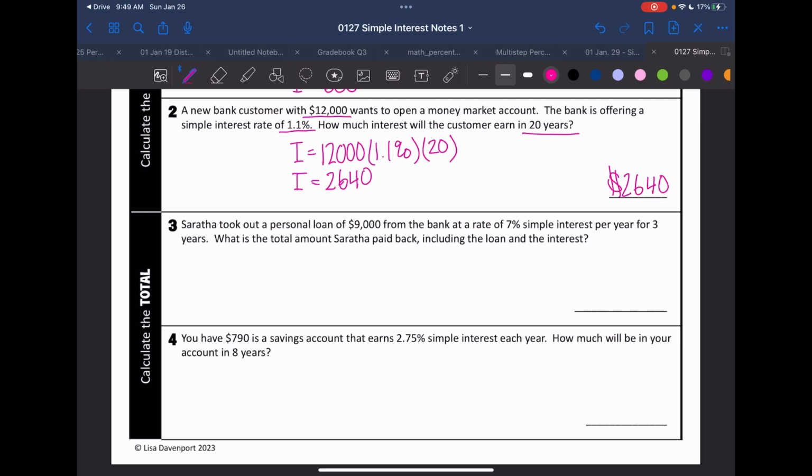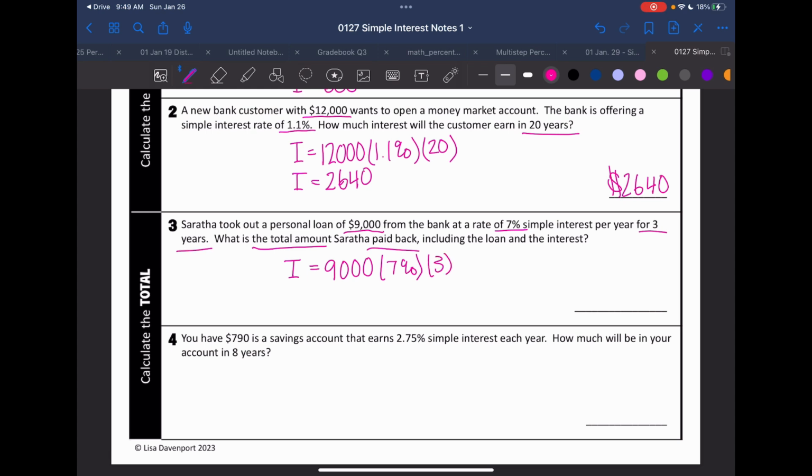Saratha took out a personal loan of $9,000 from the bank at a rate of 7% simple interest per year for 3 years. This is the total amount Saratha paid back, including the loan and the interest. So, again, the only difference between 1 and 2 versus 3 and 4 is we're looking for the total amount paid back. So, interest equals our principal, which is $9,000. And we have to multiply that by our rate, which is 7%. And we're looking for 3 years worth of interest.